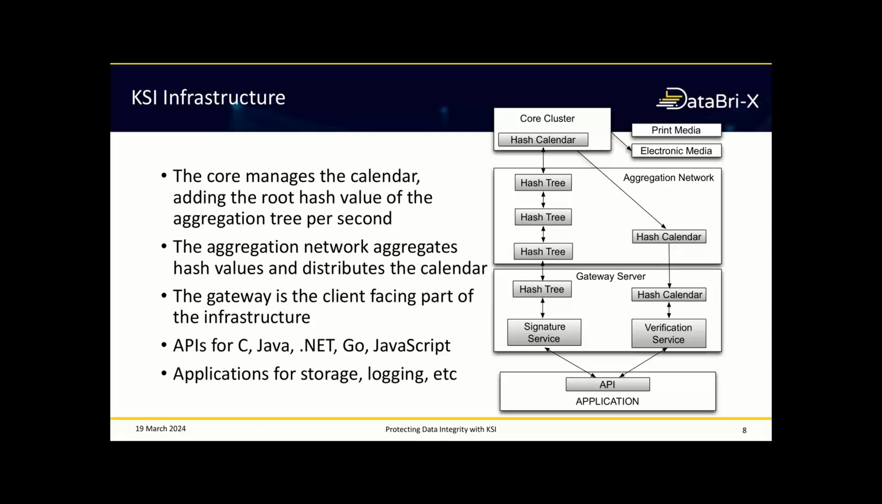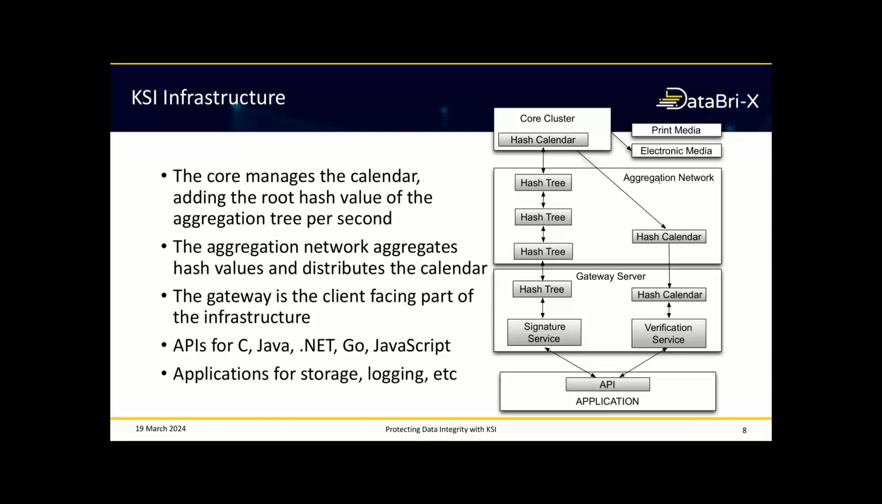We already mentioned that one function of the aggregation network is to collect the inputs from clients, and then collectively across the network distribute the load of building the new hash tree of all client requests every second, and submitting the root of the tree for inclusion into the root of this aggregation tree, for inclusion in the calendar.